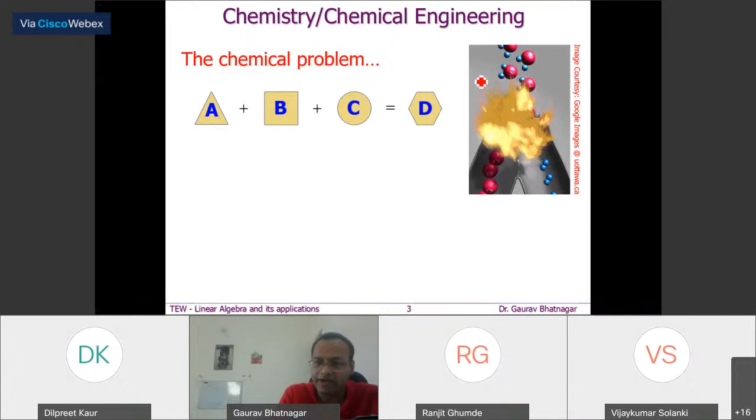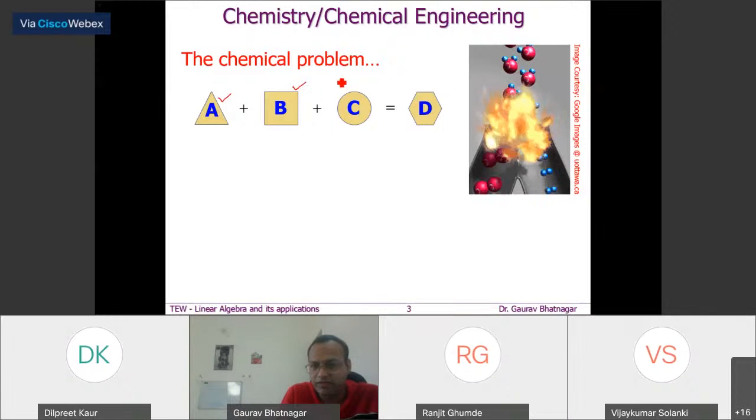When you try to create some substance, you have to take some substances, and then whenever you mix them in certain conditions, you are going to get a certain product. So for this particular example, when you take some amount of substance A, some amount of substance B and some amount of substance C, and combine all these three substances together in certain conditions, you are going to get some amount of substance D.